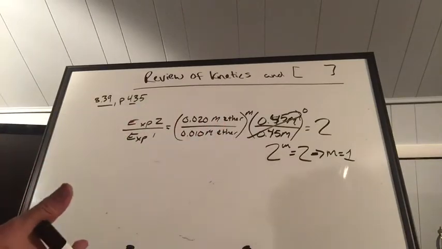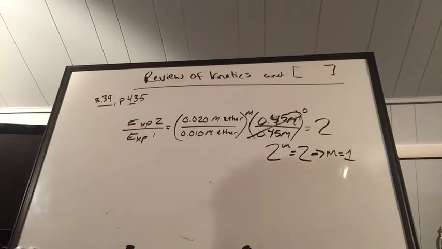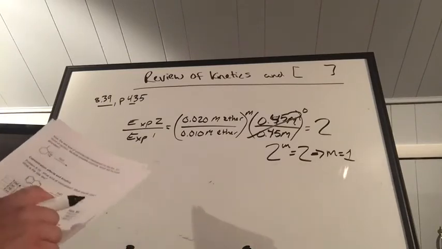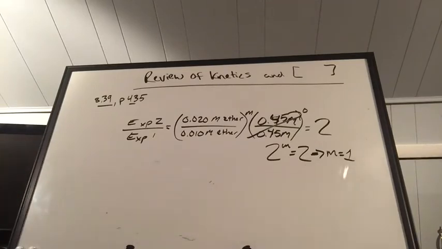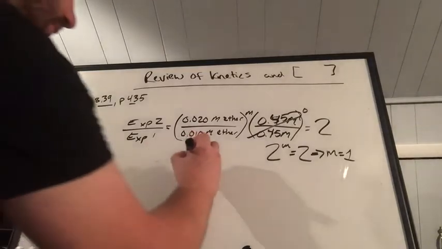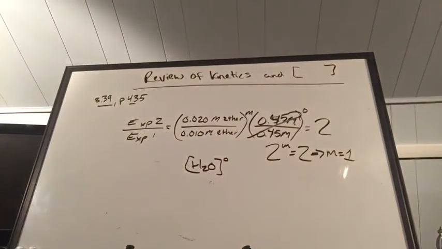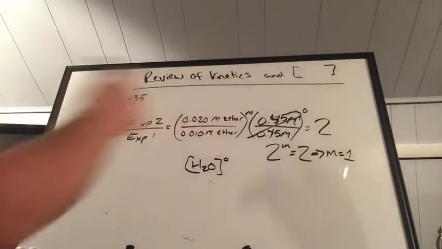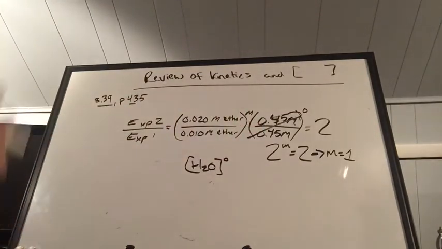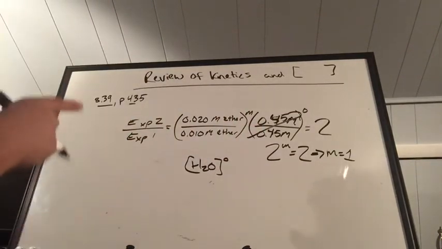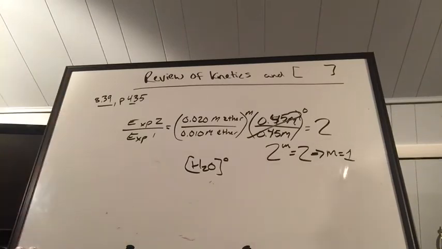Now for the next one. By doubling the concentration of water from experiment 3 to experiment 2, we don't even have to do the math. If we double it, you notice that the change in the rate is nothing. It's still going to be the same. So in other words, water is going to be to the 0th power, so it's going to be 1 just like it is right here. You're not going to have any change in the kinetics by doubling water, tripling water, quadrupling water.